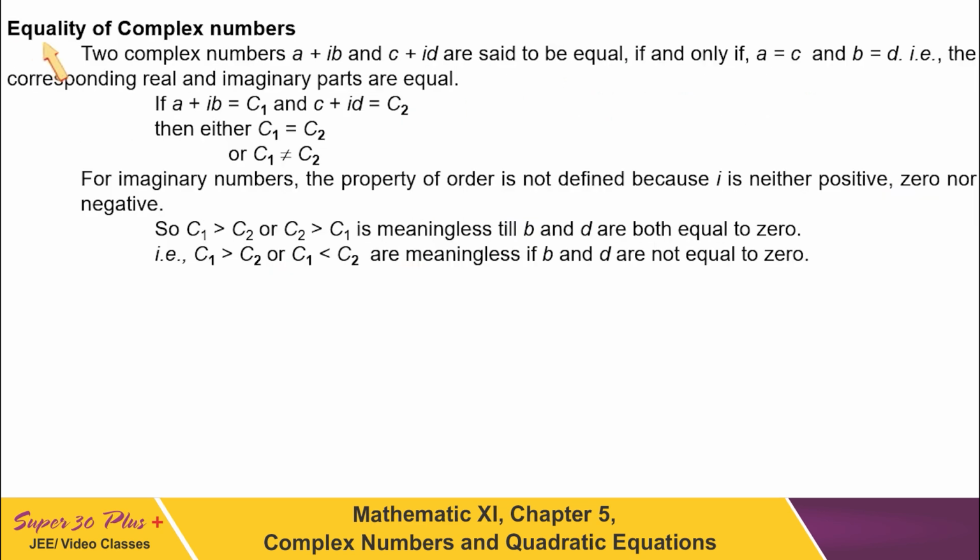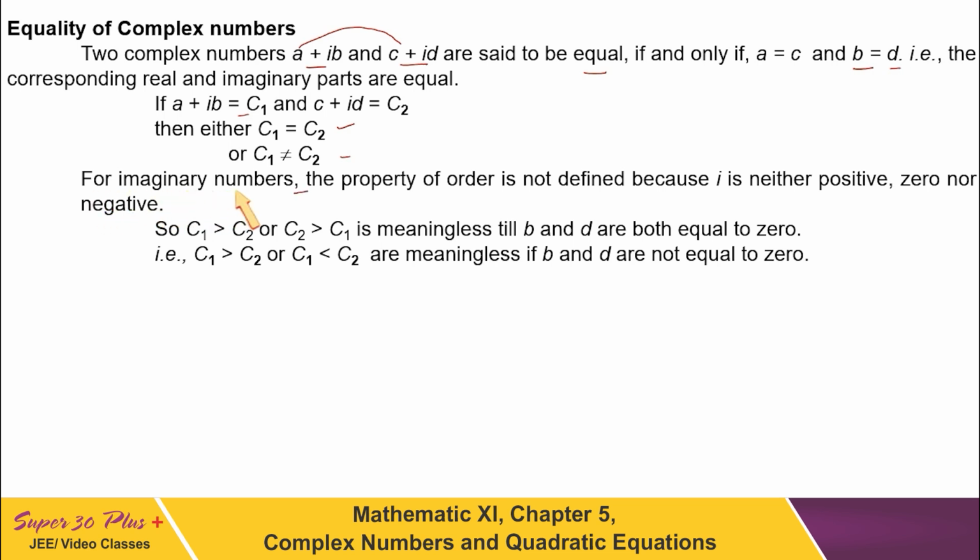Students, what is the equality of complex numbers? Two complex numbers a + ib and c + id are said to be equal if a = c, means the real part is equal to the real part of the other number, and the imaginary part is equal to the imaginary part of the second number. The corresponding real and imaginary parts are equal. If a + ib is z1 and c + id is z2, then either z1 = z2 or z1 ≠ z2. What is the meaning of this? Means equality can exist: either they are equal or they are not equal.